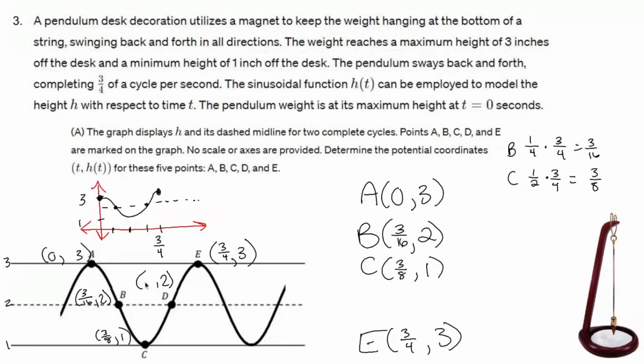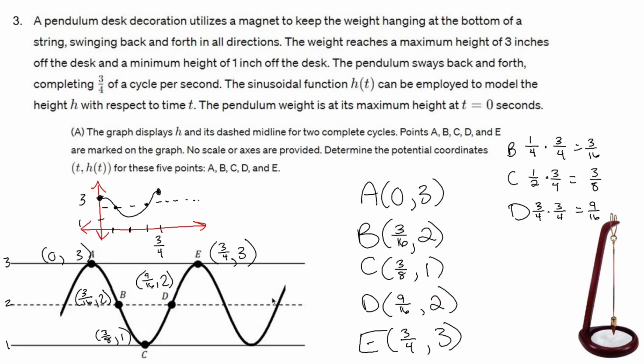This is going to be 3/4 of the way to 3/4. So D, the t value, is going to be 3/4 of 3/4. 3 times 3 is 9. 4 times 4 is 16. That gives me 9/16, 2. So D is 9/16, 2.